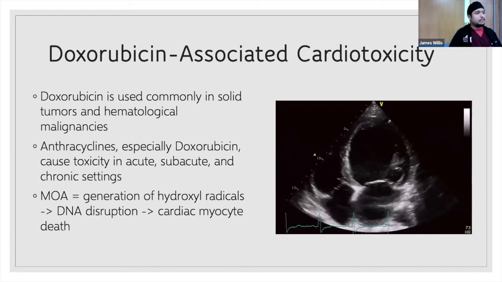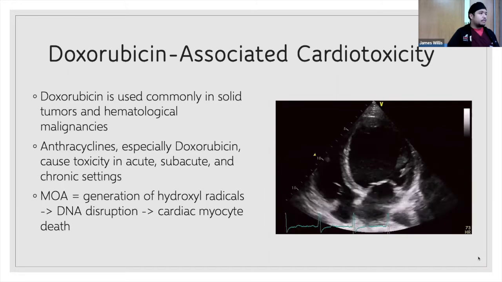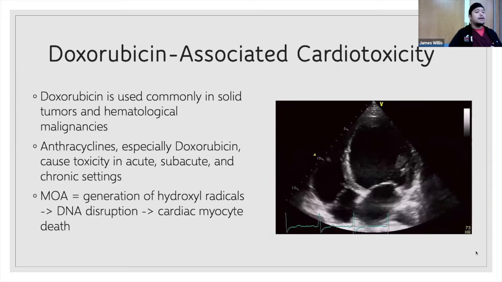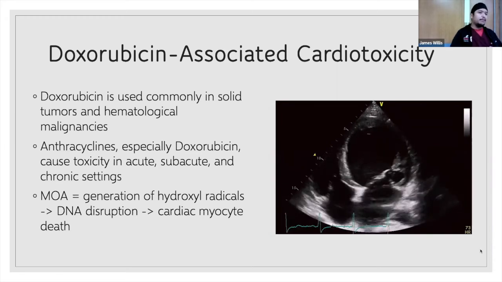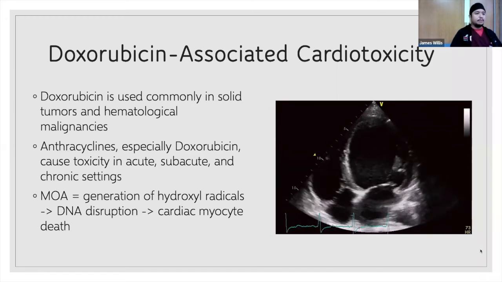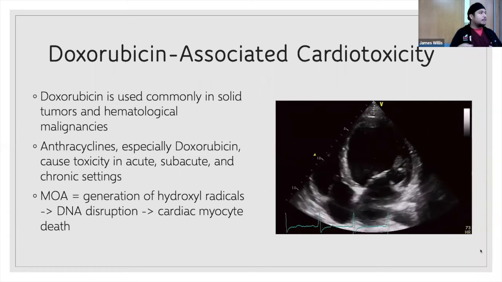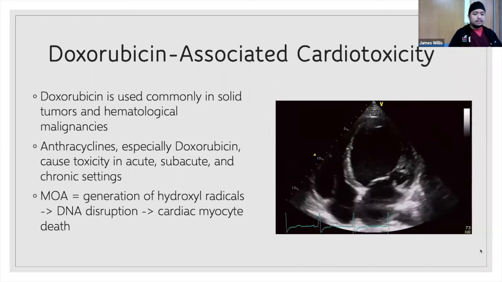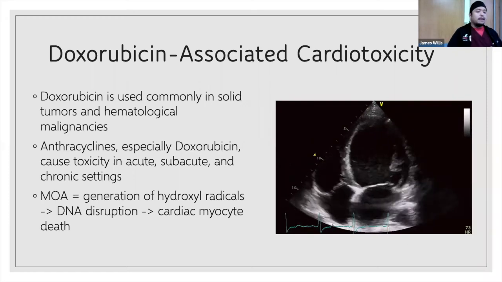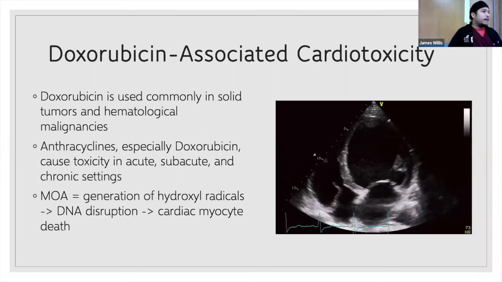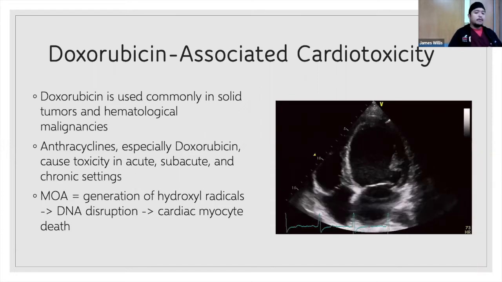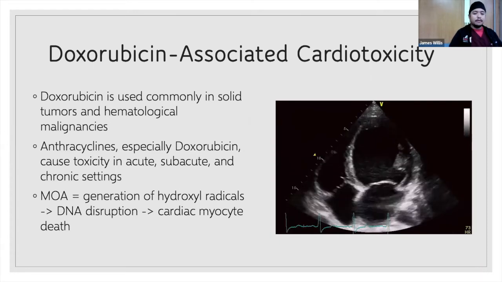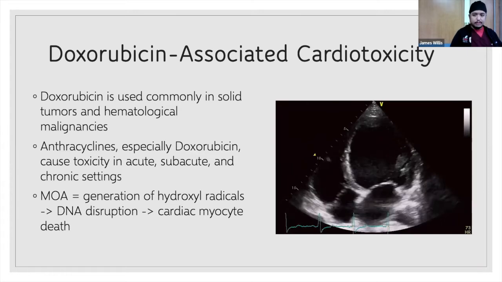The mechanism of action is actually not completely clear. One theory is the generation of hydroxyl radicals that can then cause DNA disruption and cardiac myocyte death. I think learning back in med school, there was also the idea that it sometimes targets the same structure that was in the cardiac myocyte, which is why they have a propensity for cardiotoxicity. As you can see here in this echo, this is an example of a dilated cardiomyopathy, which can be a late finding in patients who have been on doxorubicin for some time. You can see the almost spherical looking left ventricle, the really poor EF. And this is definitely something to keep in mind.